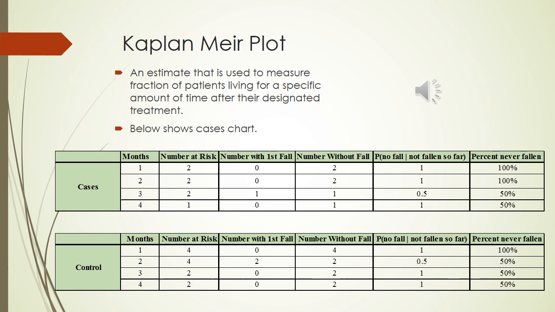In this case, if we take month 2, we'll take the percentage of never falling, which is 100%, and multiply it with the probability of no fall and not falling so far, which is 0.5 for month 2 in control, and when we multiply them, we get 50%.